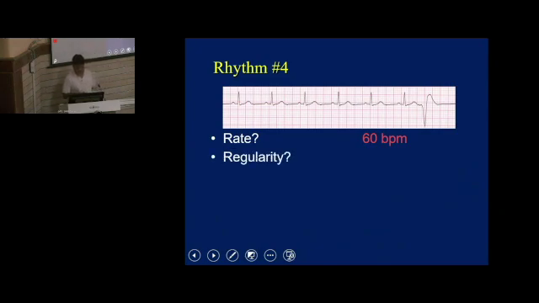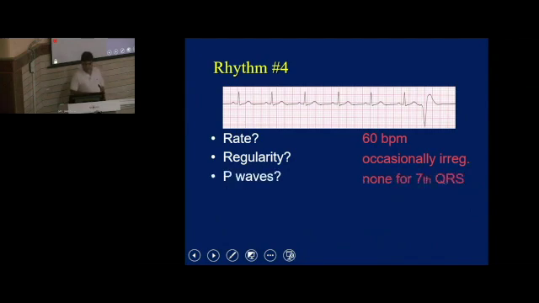What about the regularity? It is otherwise regular, only disturbed at this abnormal complex. Occasionally irregular. Only here it is irregular. Okay. And P waves. None for the 7th QRS. There is no P wave for this one. One QRS, 2, 3, 4, 5, 6. For the 7th QRS complex, there is no P wave. That is what it says, no P wave for the 7th QRS.